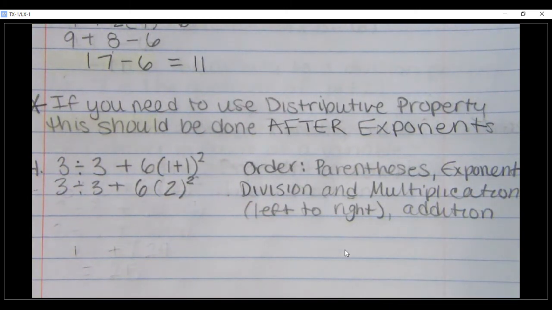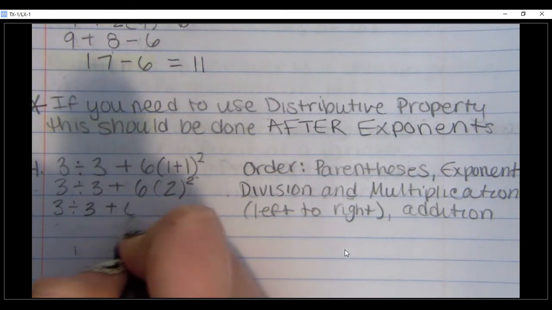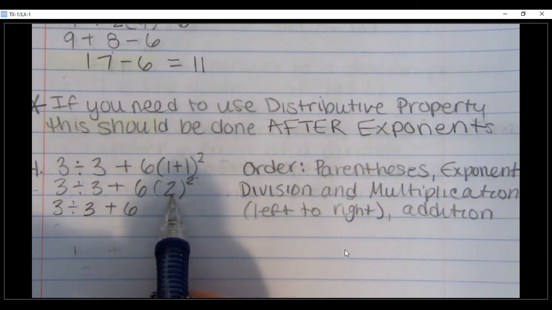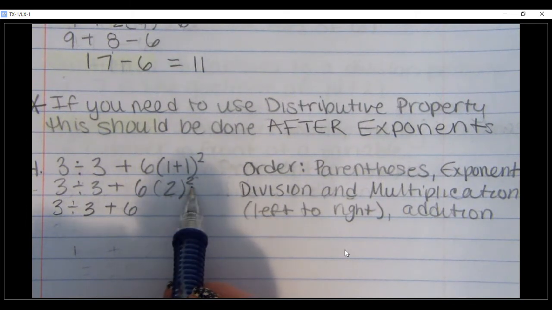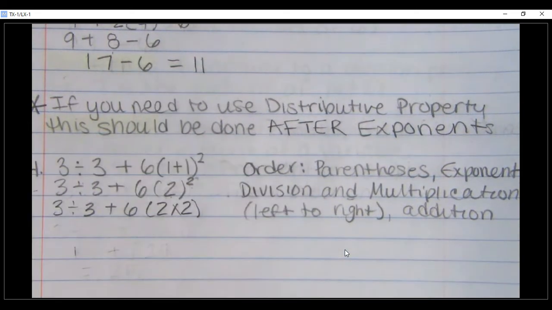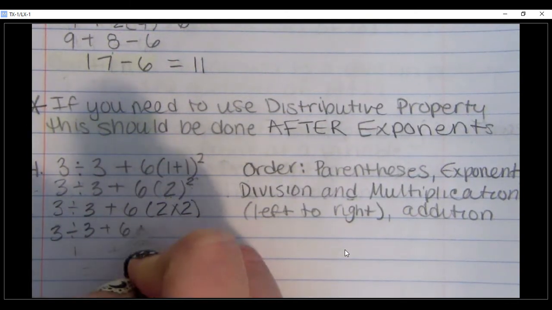Now I need to do my exponent. So exponents is not until the end, so I'm just going to rewrite everything I'm not going to use just yet. And this 2 is right on the outside of another 2 that's inside my parentheses. This means that this 2 is being raised to the second power. So that means 2 times 2, which we know that 2 times 2 is equal to 4.